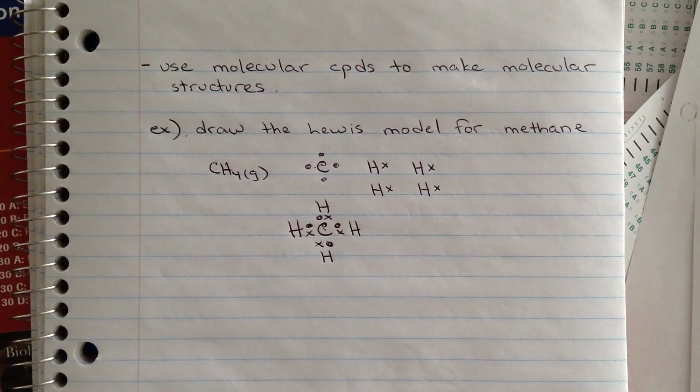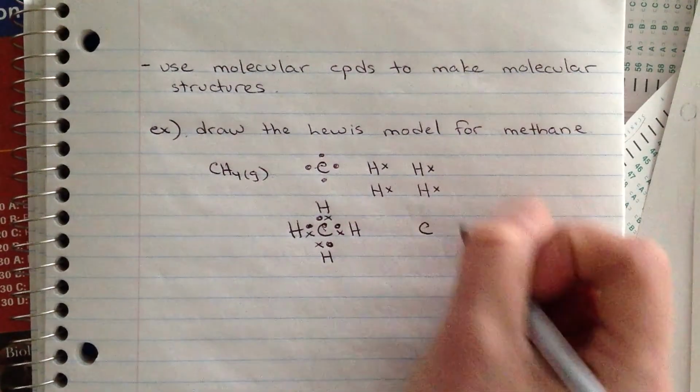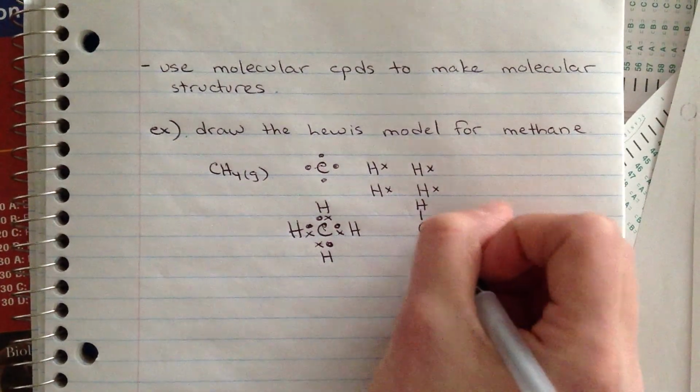So, this is how your methane would look like. Does carbon have 8 electrons around it? Yeah. Does hydrogen have 2 electrons around it? Does hydrogen have 2 electrons? Because it only wants 2 electrons. Hydrogen's that funny one. So, if we were to draw the structural diagram for this, this would just be something like this.